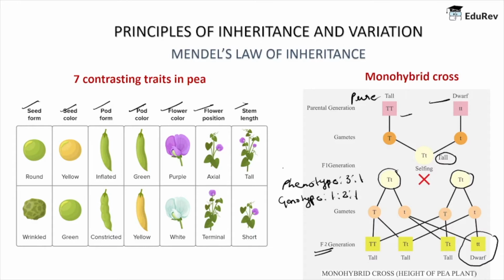Now phenotype is what you can see from your own eyes. So when we saw the second generation, we saw that 3 plants were tall and 1 plant was dwarf. But when we looked at its genotype, its genetic nature, we saw that 1 plant was homozygous tall, 2 plants were heterozygous tall, and 1 plant was dwarf. So till now this is what we know about the monohybrid cross done by Mendel. Based on this cross, he gave 2 laws which we are going to discuss in this session.